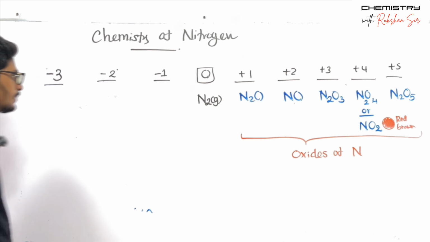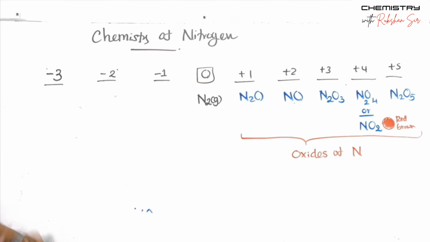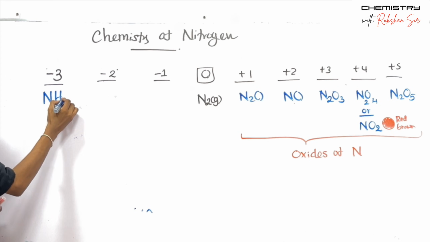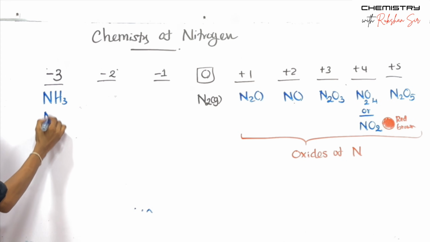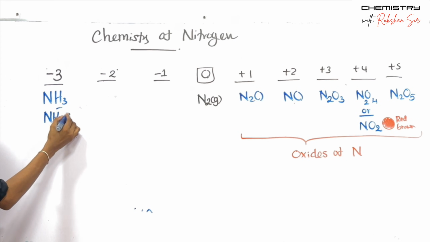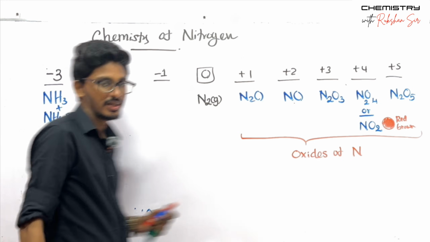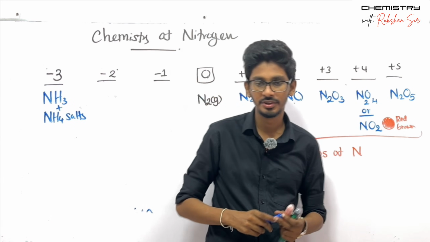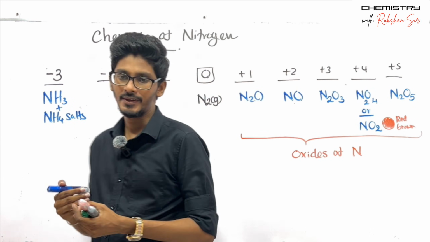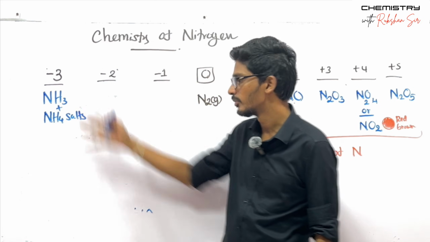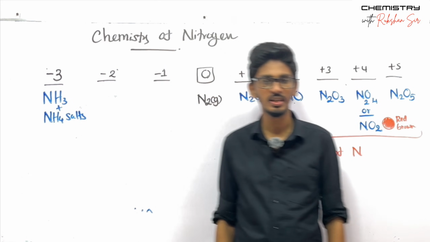Okay, let's move to the negative oxidation states. When it comes to negative oxidation states, -3 is very common. NH3 represents -3, and all ammonium salts represent the -3 oxidation state of nitrogen. So nothing to worry about with -3.